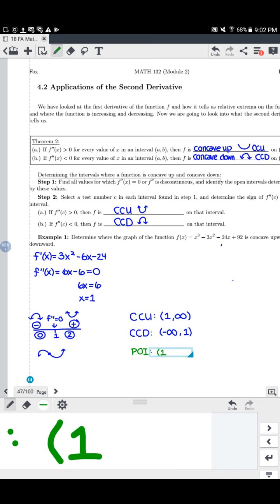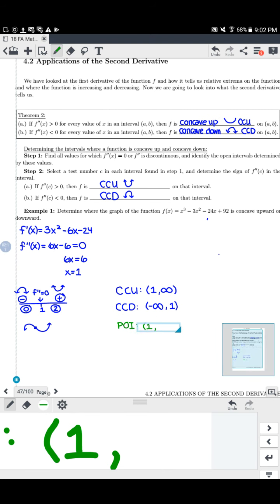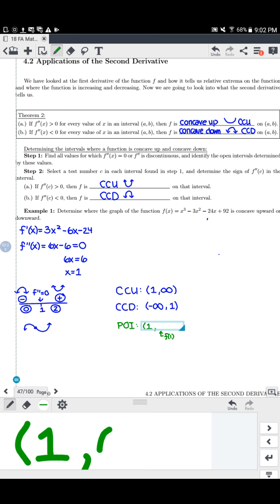And to find the y value of any point, I just need to plug back into the original. So if you plug back into f of 1, that's how you'd get this answer here, into that long original function up top, x cubed minus 3x squared minus 24x plus 92. When you do that, your y value is 66.